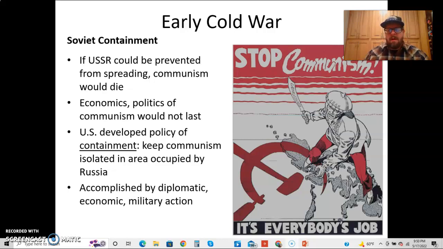And so the way we're not going to let it spread to other places is we're going to help them to see how awesome capitalism is, and democracy and representative government, and the wonderful things that can come from that through diplomatic means, and showing them how our economy is so successful and can boom under that kind of system. And also, if necessary, use military action to keep communism from spreading.